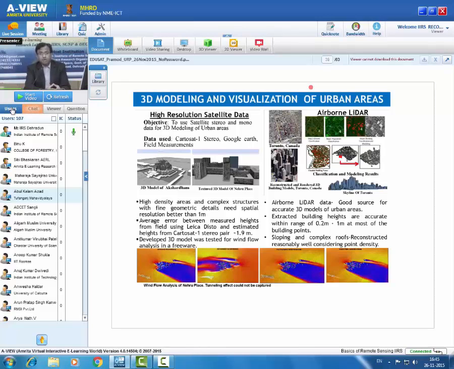Now, 3D modeling has very high importance in urban and regional planning. In this particular slide, we have experimented with Cartosat-1 stereo data, and using the stereo perspective model, we are trying to assess the height of the building. Using this method, for various heights and various densities of buildings, we have found on an average 1.9 meter difference as compared to the manual methods.